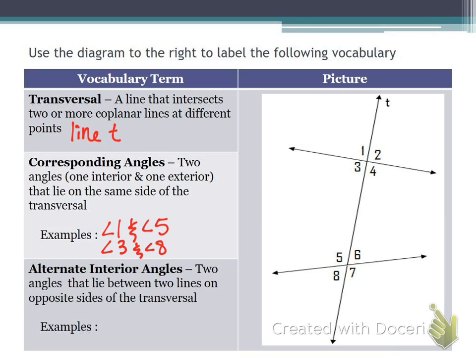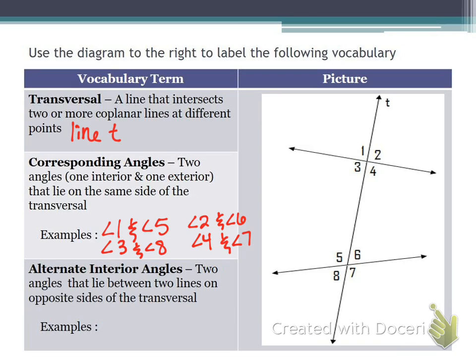We've got some on the other side of the transversal. 2 would correspond to what? Good. Angle 2 and angle 6. And then that would leave 4 to correspond to 7. Questions about corresponding angles?